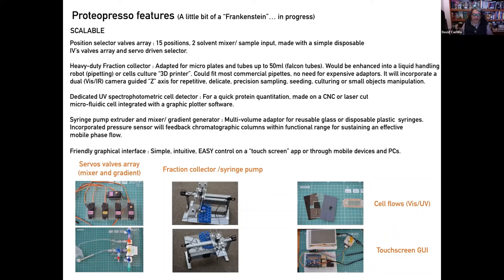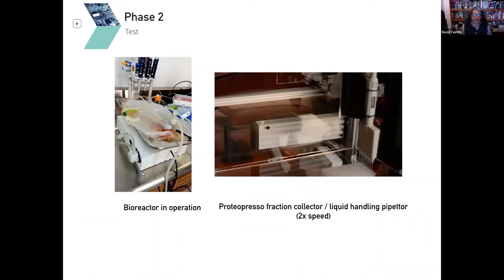So the idea is that you can use a large syringe pump, with which you can interchange all the buffers that you need. All these features will be incorporated in a friendly graphical interface that will try to become a touch screen or an app like the one we have for the bioreactor. So this is phase two, where I'm going to show a little bit of how the bioreactor is working so far in the lab.